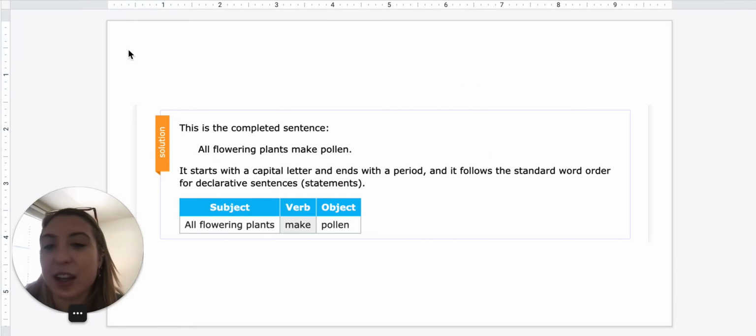So this is the completed sentence. All flowering plants make pollen. It starts with a capital letter and ends with a period, and it follows the standard word order for declarative sentence statements. Subject, verb, object. So today we're going to be ordering our own sentences. So let's do some examples.